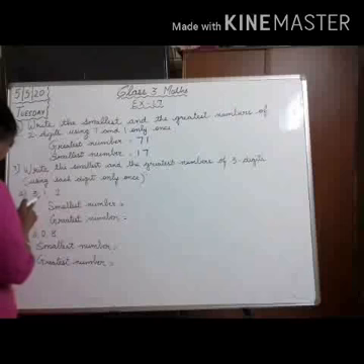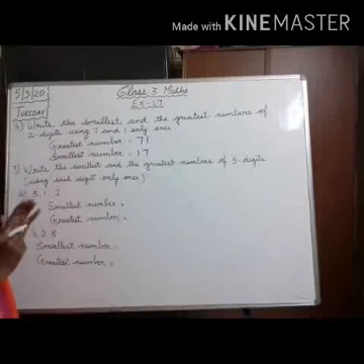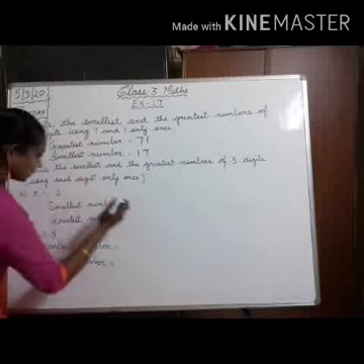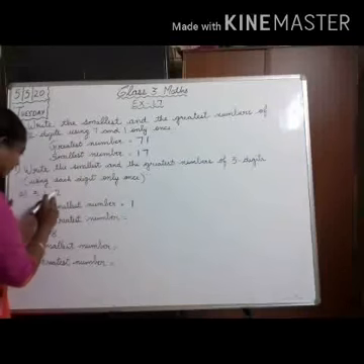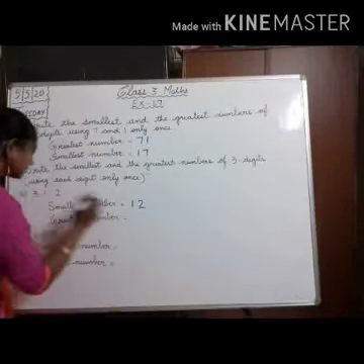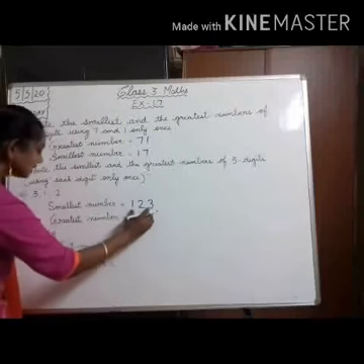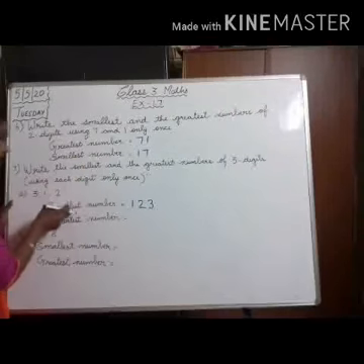First, 3, 1, 2. The smallest number is in ascending order, starting from the small number to the big number. Which is the smallest number here? 1. Next, what is the next big number? 2. And the biggest number is 3. So 1, 2, 3. This is the smallest number. 123 is the smallest number.